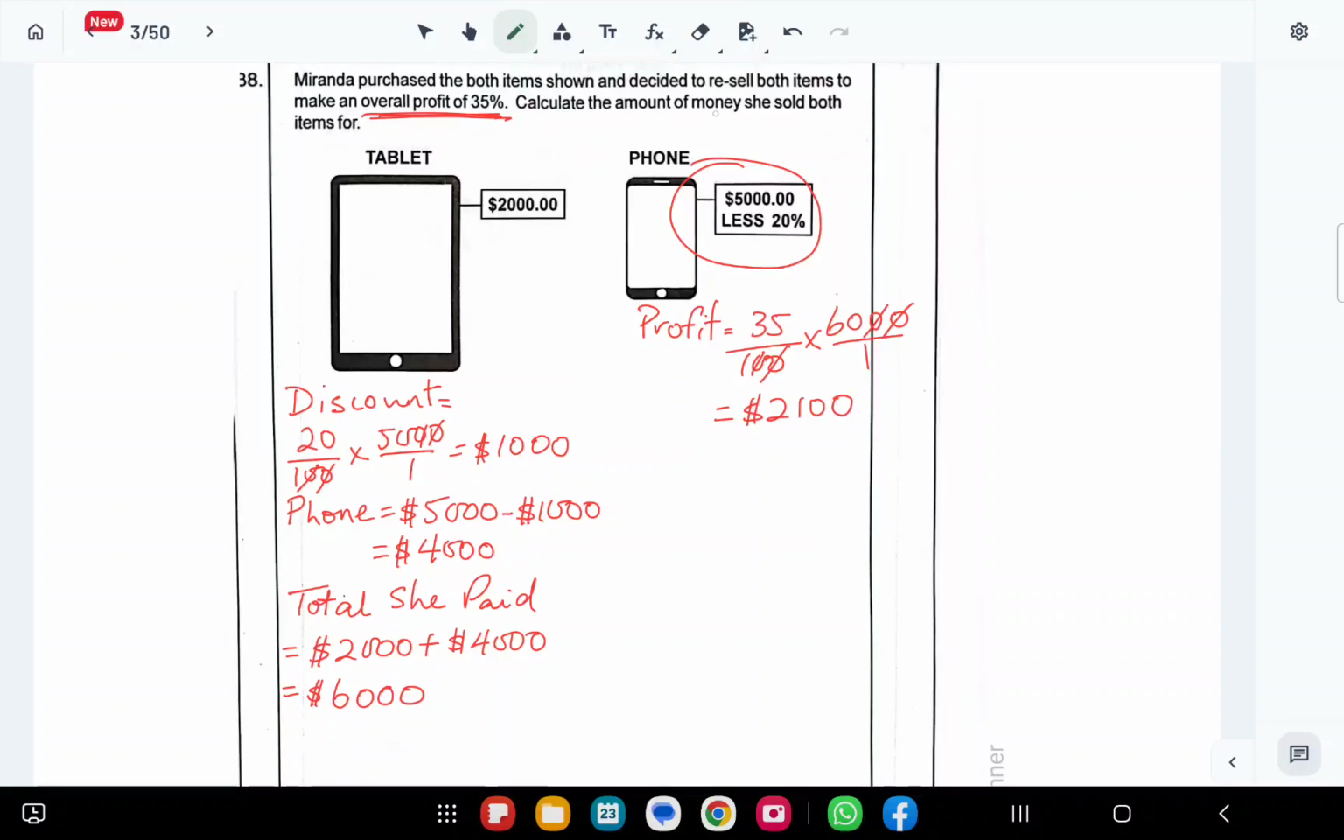So the question asks now, calculate the amount of money she sold both items for. So I want to calculate the total selling price.